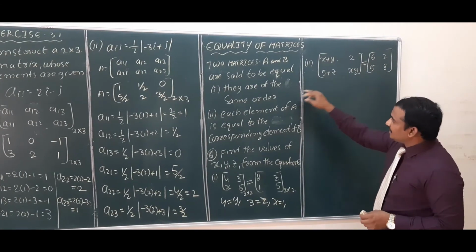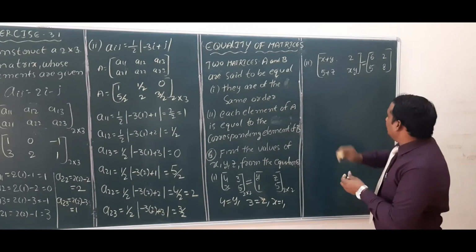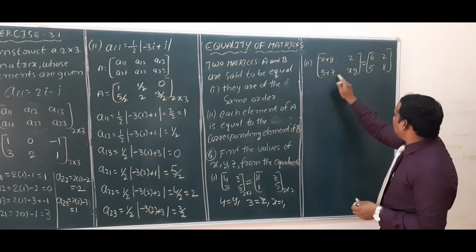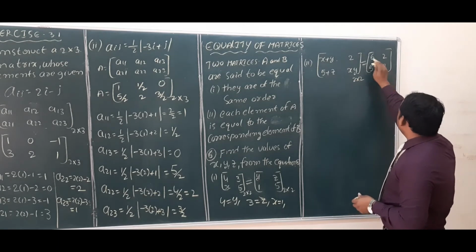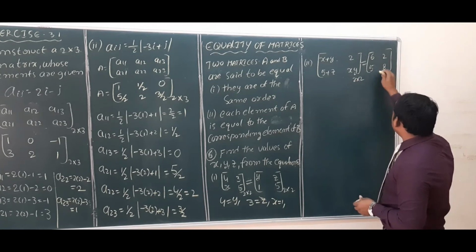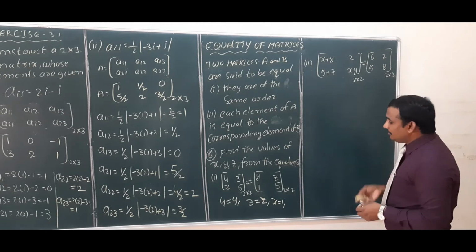Here, first you check the condition: they are of the same order. Here one element, second element, third element, fourth element. Here 2 by 2, 2 rows and 2 columns. On the right side, first row, second row, first column, second column. Here it is a 2 by 2 matrix.